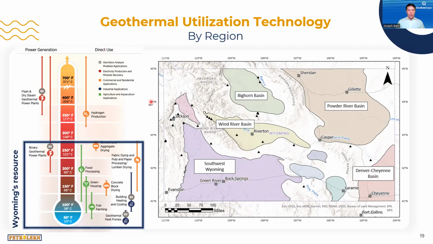As a refresher, I've included this Lindal diagram on the left, highlighting Wyoming's resources again. So we're really going to have two things that we look at: the low temperature direct use utilization, and then the high temperature, what we're calling high temperature, which is the power generation.